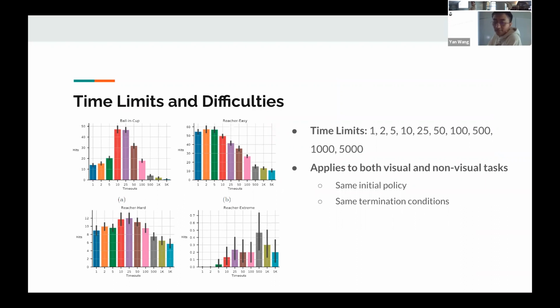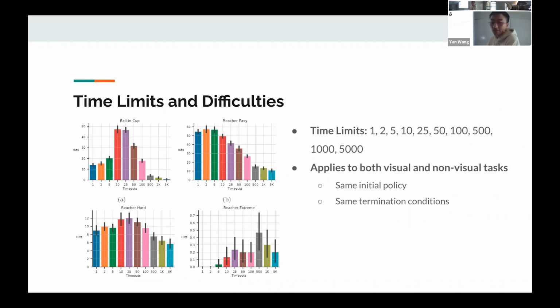We measured the difficulties of 2 tasks for a set of time limits as listed here. The x-axis is the time limits, and the y-axis is the number of target hits. It reveals that the time limit indeed affects the agent exploration. It also demonstrated that the optimal time limit is task specific.